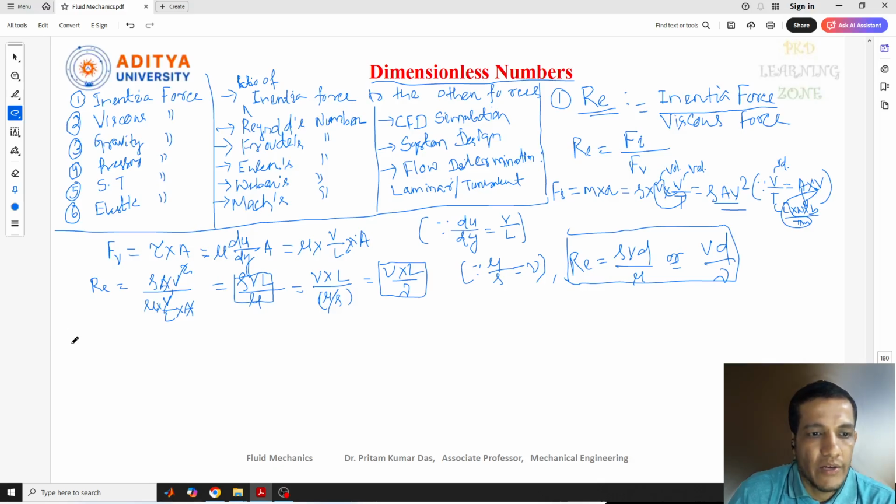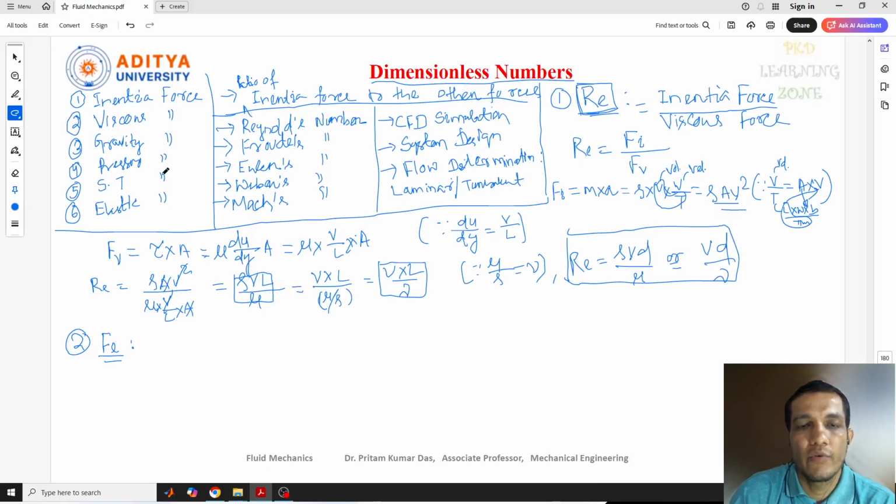Now the second number is the Froude number, which we denote by Fe. Here, if you remember a few things, it will be very easy. The first concept is that it is the ratio of inertia force to the other forces. That means in the numerator always the inertia force will be there, and in the denominator other forces will be there. That is the first concept you need to remember.